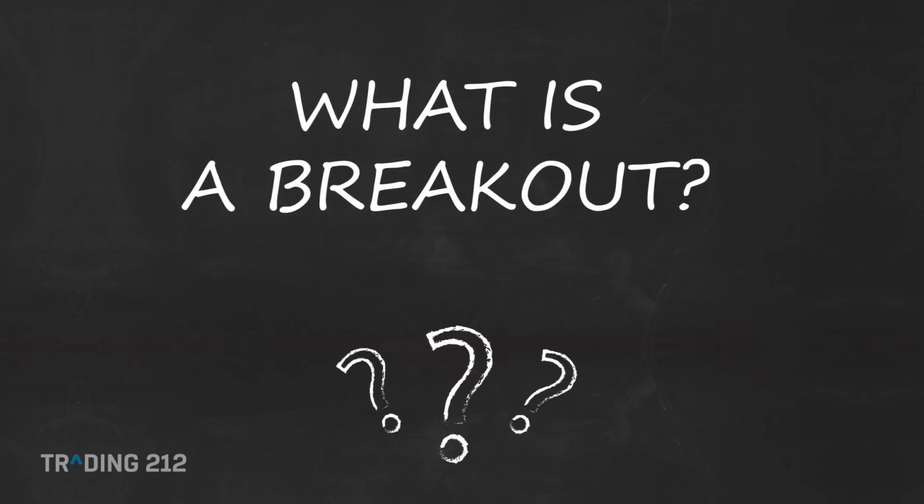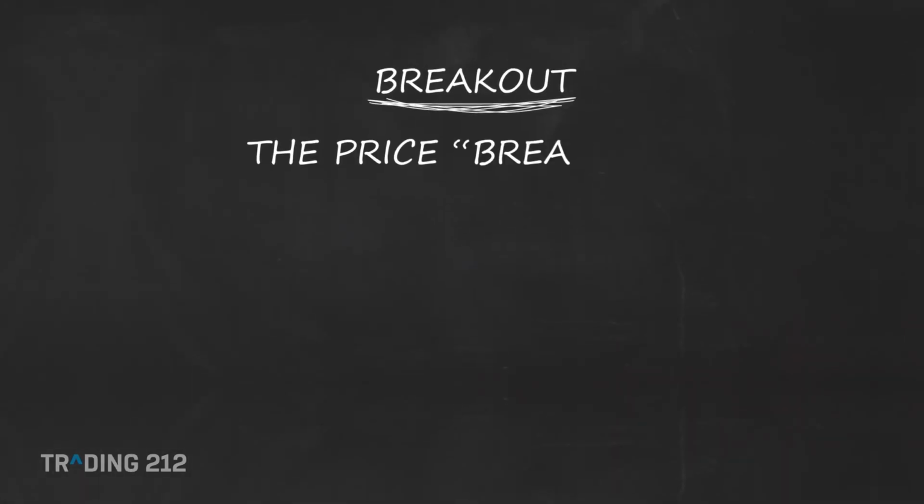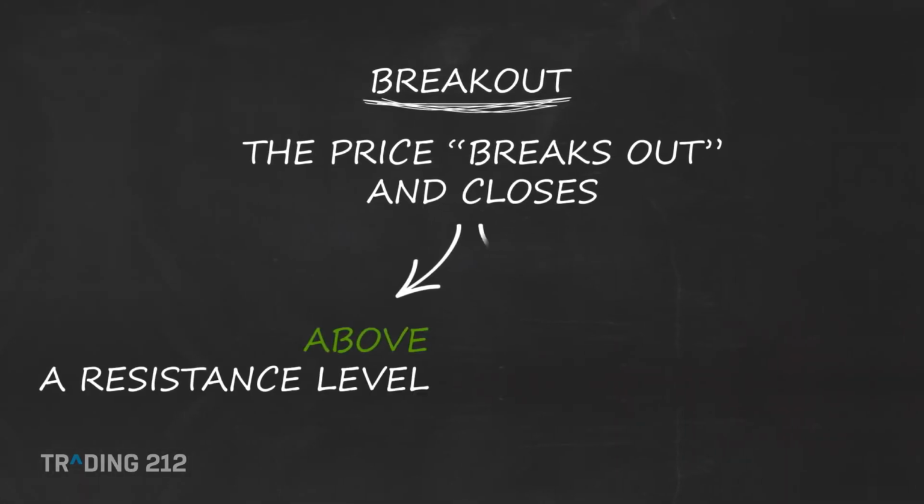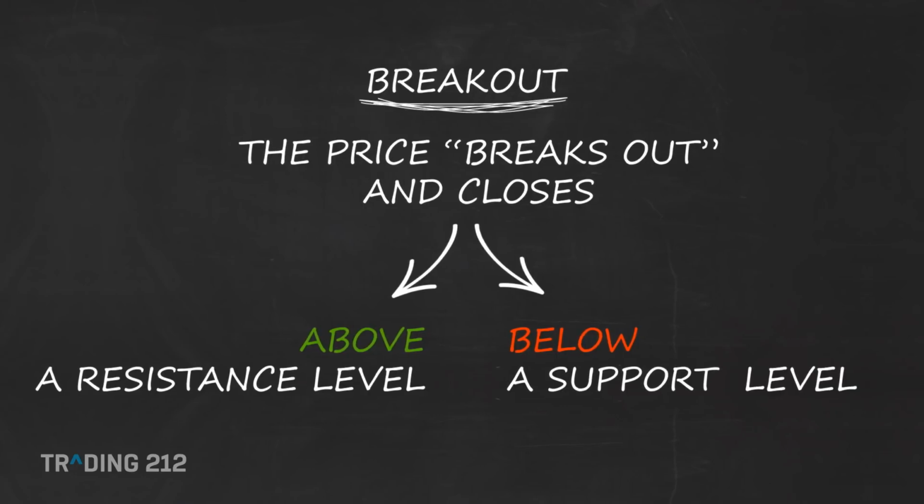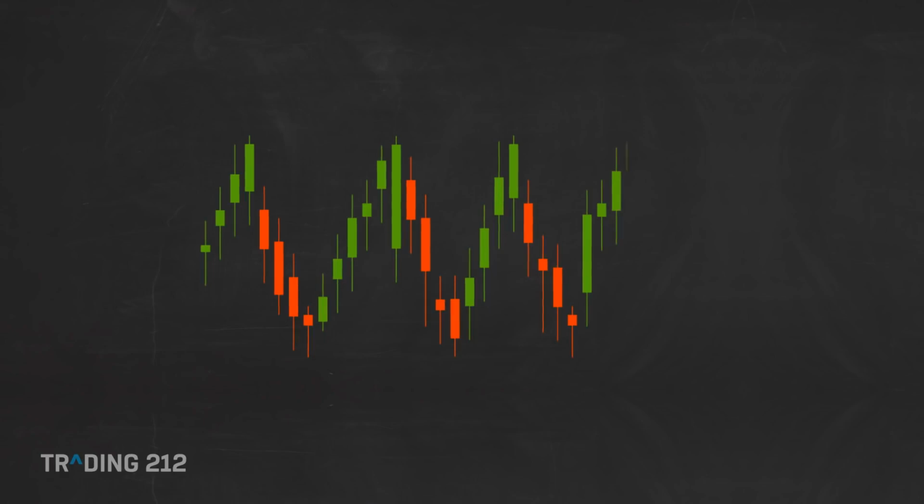So what is a breakout? A breakout occurs when the price breaks out and closes above a resistance level or below a support level. Let's quickly have a look at a candlestick chart to illustrate what support and resistance levels are.